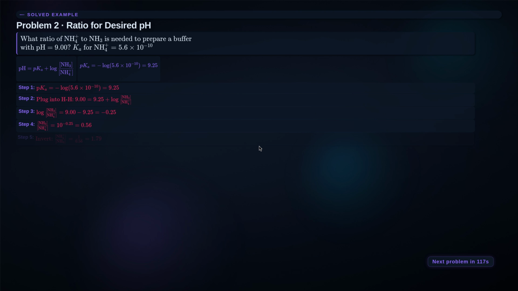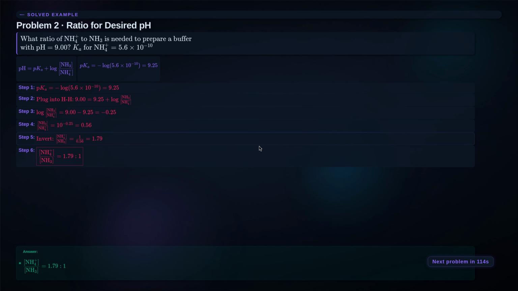Problem 2. Ratio for desired pH. What ratio of NH4 plus to NH3 is needed to prepare a buffer with pH equals 9.0? The Ka for NH4 plus is 5.6 times 10 to the negative 10. Step 1. pKa equals negative log of 5.6 times 10 to the negative 10, which is 9.25. Step 2. Plug into Henderson-Hasselbalch. 9.00 equals 9.25 plus log of NH3 over NH4 plus.